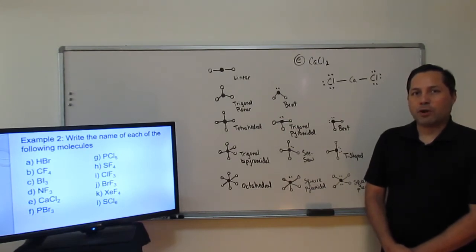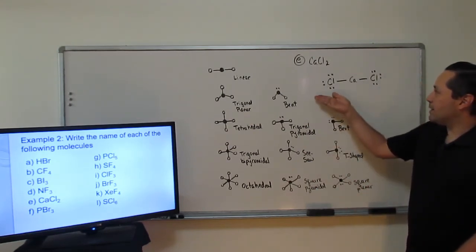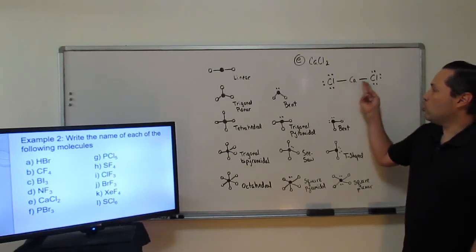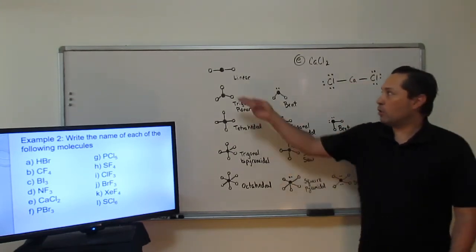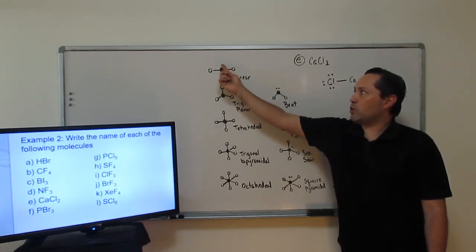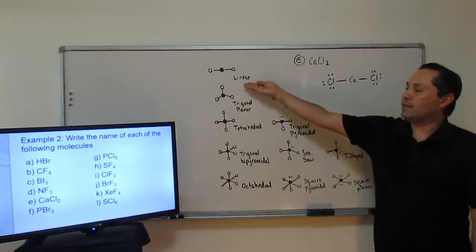Letter E gives us the molecule CaCl2, which is calcium chloride. Now, here's the Lewis dot diagram for it. The central atom has 2 shared pairs, but no unshared pairs. So only those 2. So 2 and 0. That'll be this molecule, 2 shared, no electrons on top or bottom. So the answer for letter E is linear.